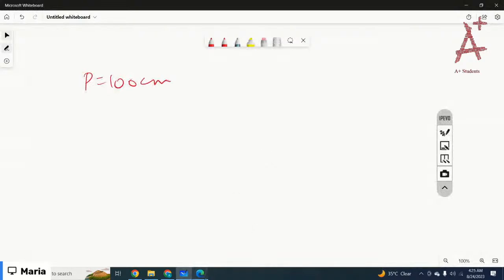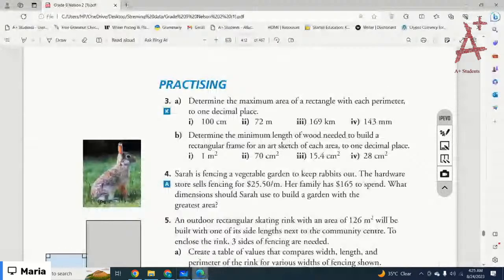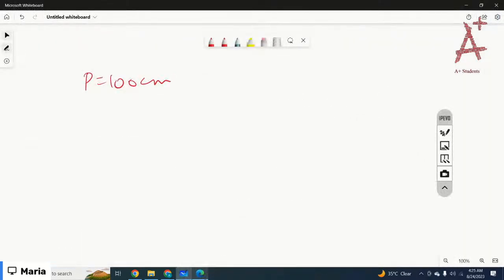You have to calculate the maximum area, right? So to find the maximum area of a rectangle using perimeter, we need to use the condition for a rectangle's area to be maximum. This condition is that the length of the rectangle is twice its width, right? So it would be A equals 2B, or either B equals A over 2.